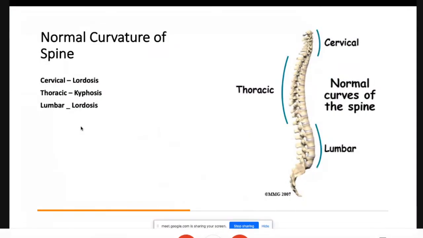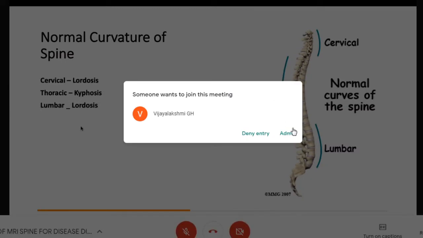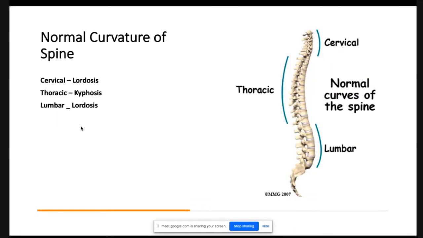Now, from here, I'll start with the pathologies along with a few normal terminologies also. Make a picture of this particular slide in your brain, showing the normal curvatures of the spine. The cervical spine has a normal curvature, thoracic is also having a normal curvature, lumbar is also having a normal curvature, and even sacrococcygeal is also having normal curvatures. But the cervical, thoracic, and lumbar curvatures are more important when we are assessing the pathologies.